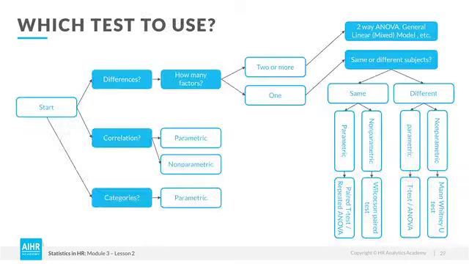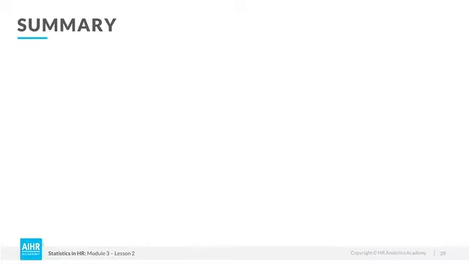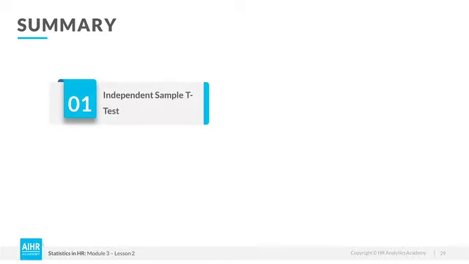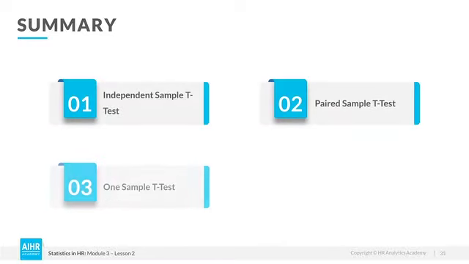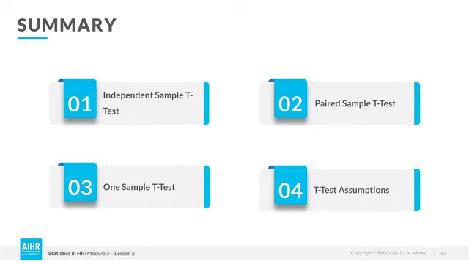Once again, here's the decision tree for when to use which statistical test, in which you can now recognize the t-test. So that's it for this lesson. In this lesson, you learned about the t-test. In particular, you learned about the independent sample t-test, the paired sample t-test, and the one sample t-test. Finally, you know what assumptions your data needs to meet in order to create statistically valid results.